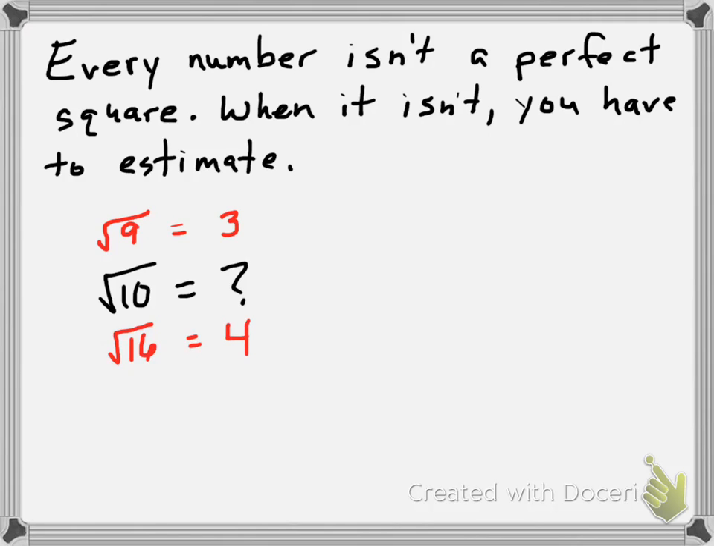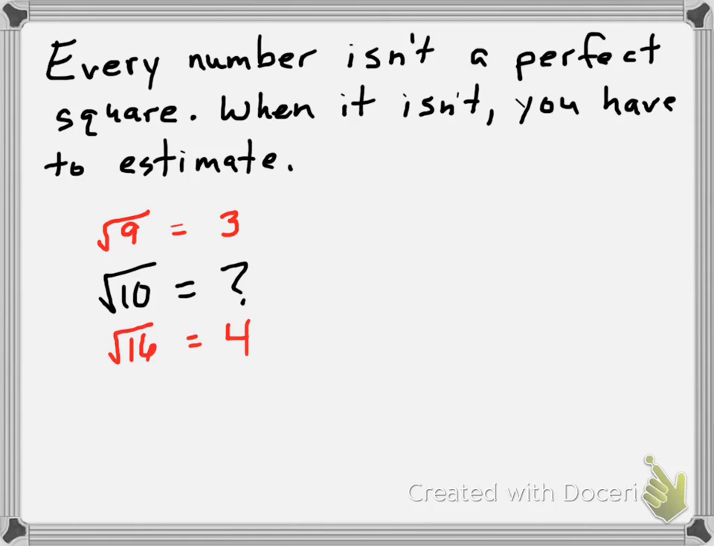So now, I know that the square root of 10 has to be somewhere between the square root of 9 and the square root of 16. Which means the square root of 10 has to be somewhere between 3 and 4. See, I use my perfect squares that I know to find approximately where something that's not a perfect square would be.